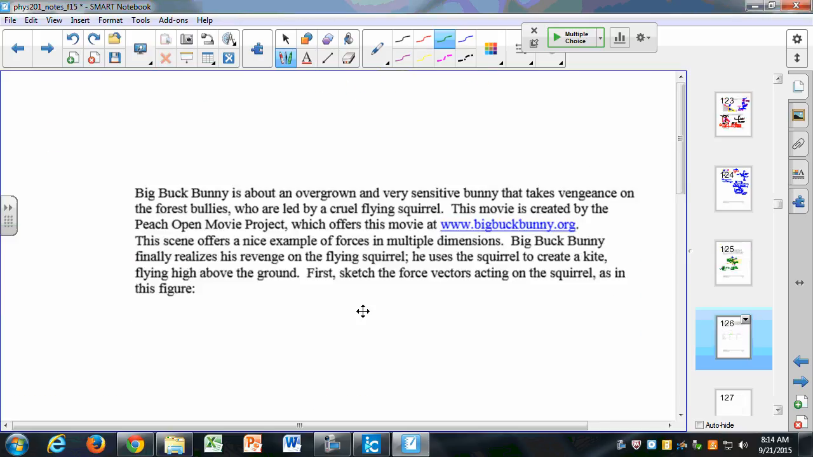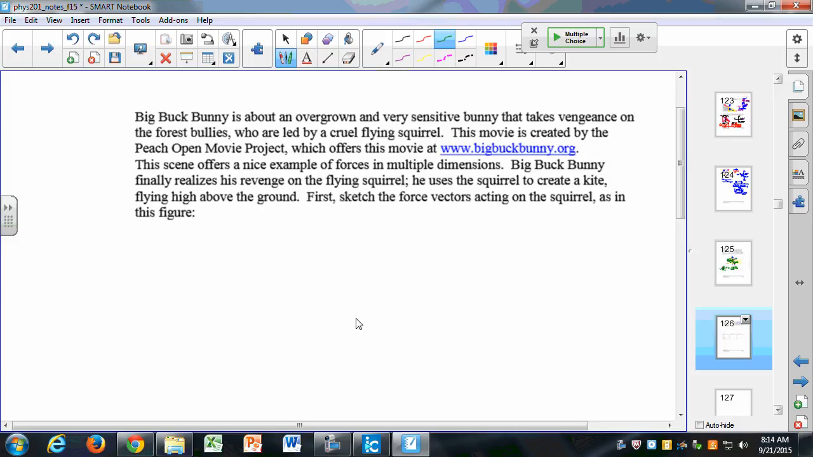Let's work another problem. Remember, we saw the thing where the flying squirrel went through the deal and he fell into the stick. Y'all remember that? We worked those problems, right. Well, now we're going to look at what happens right after that, right after the big bunny grabs him by the neck.